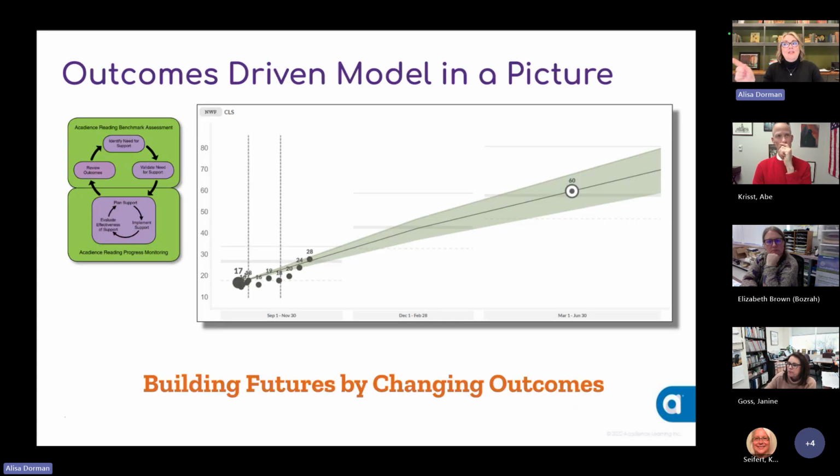Just saying that when we can apply the outcomes-driven model, the benchmark and progress monitoring practices, when we can deploy effective intervention, we can see those results change outcomes for kids. So the question is, do you use the progress monitoring materials for the validation? Yes, thank you for the question.